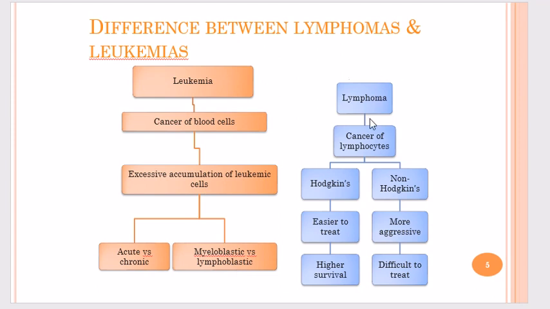With lymphoma, this is cancer of the lymphocytes specifically. And there are two types, Hodgkin's and non-Hodgkin's lymphoma. I'm sure you've heard of both of them, but there is quite a difference between the two, and one has a much better prognosis. With Hodgkin's lymphoma, it's much easier to treat and therefore has a higher survival, but non-Hodgkin's lymphoma is much more difficult to treat. It's far more aggressive, reducing survival rate in comparison to Hodgkin's lymphoma.